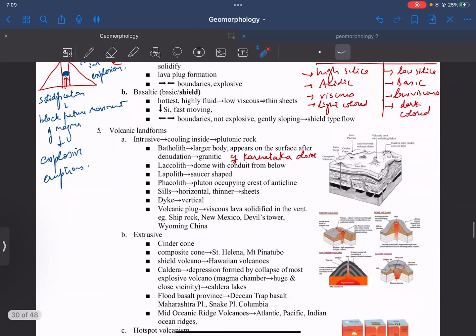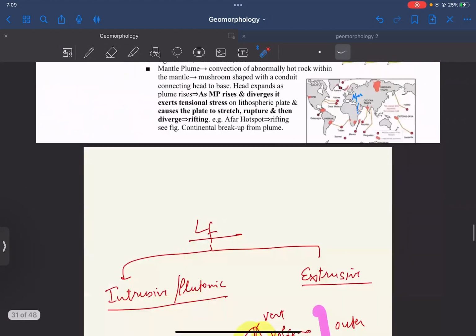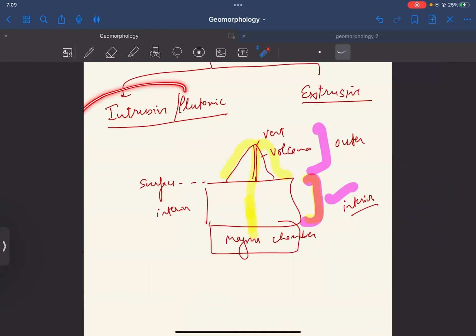So volcanic landforms we studied as internal and external landforms. Internal ones are known as intrusive and plutonic. External ones are known as extrusive landforms.